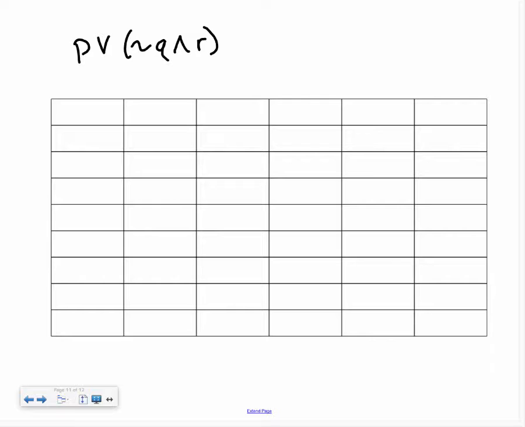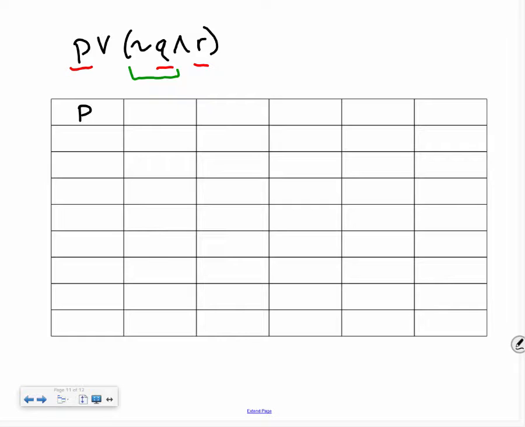So if we look across the top, I wrote what we are trying to create a truth table for. Remember, this is read P or the quantity of not Q and R. All right? So let's first start by identifying the different statements that we have. We have a P, a Q, an R, and then we also have a not Q. So let's start by labeling those.